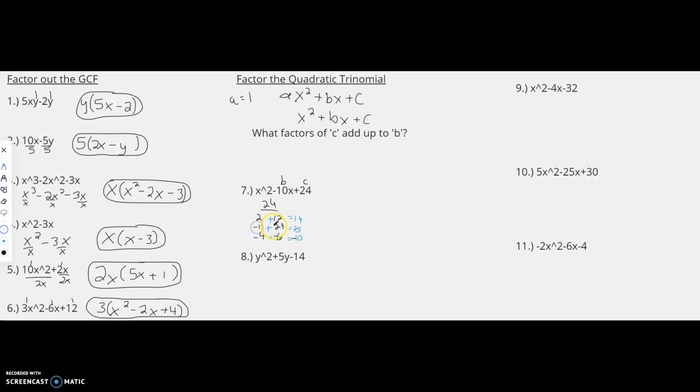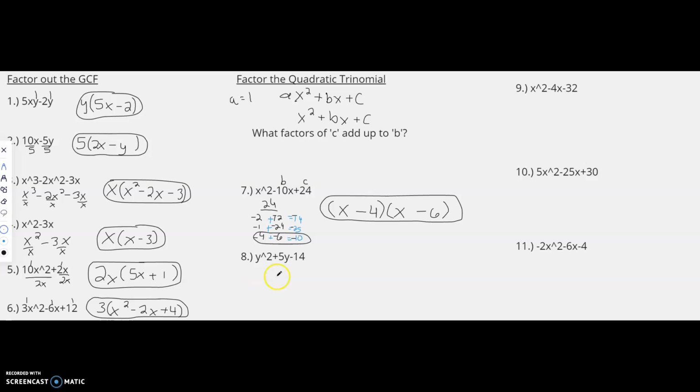You could do that with the other factors too. Negative 4, negative 24, negative 1 would give you negative 25. Negative 2, negative 12 would in turn give you negative 14. But this is what we're after here. We're after this negative 4 and negative 6. So that's going to be the setup for our answer. This simply factors in 2 binomials with x and x. We put a minus 4 and a minus 6. And that is the factored form.